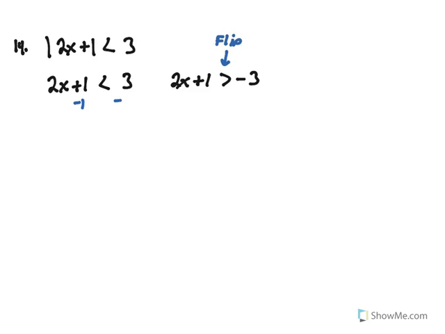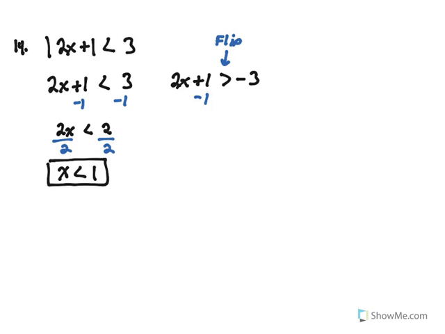So again, I'm going to subtract 1, and I get 2x is less than 3 minus 1, which is 2. Divide both sides by 2. Notice I'm not flipping the inequality because I'm dividing by a positive value. So that's another thing to be careful with. If you're dividing by a negative integer, then you flip the inequality sign. But if you're just dividing by a positive integer, you keep it the same.